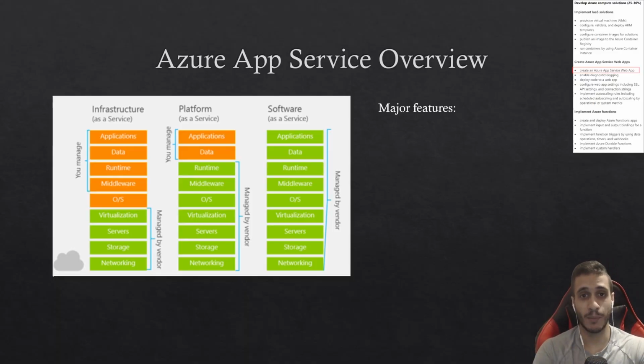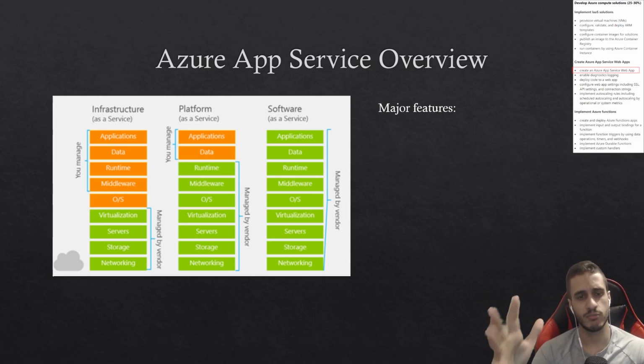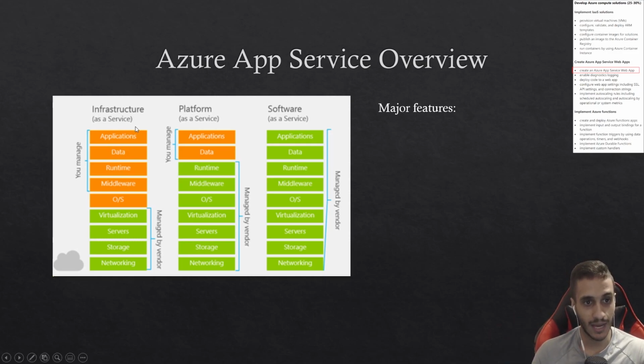So now let's talk about Azure App Service, which forms a big chunk of the exam. Azure App Service is a platform as a service on Azure. And essentially, you probably know the difference between infrastructure as a service, platform as a service, software as a service. I don't want to spend too much time on this one, but the way I like to think about it is in terms of control. So the higher you go up the ladder, the less control you are being given.